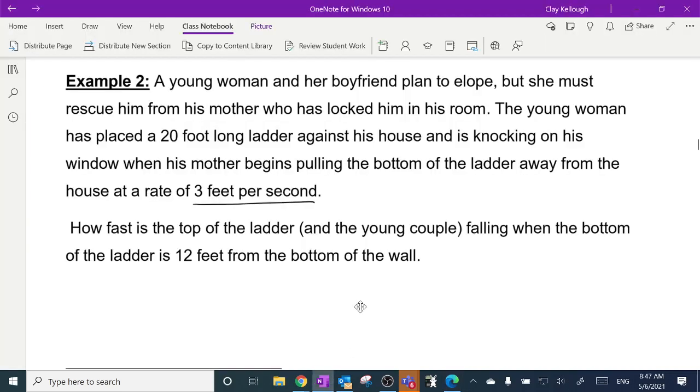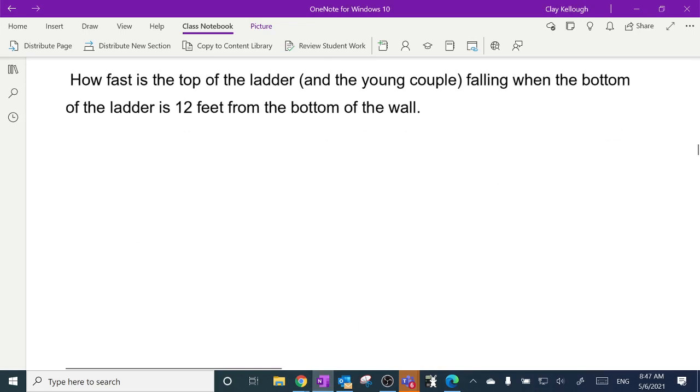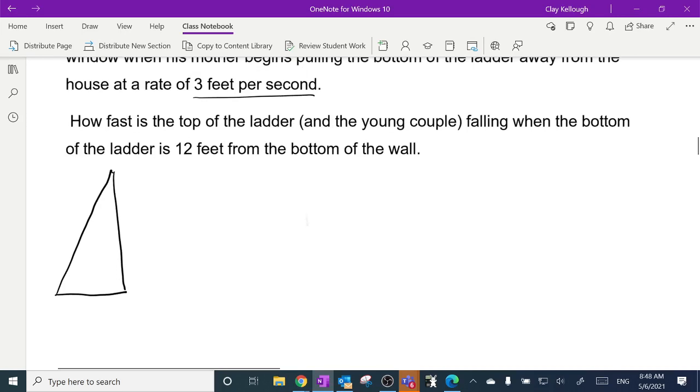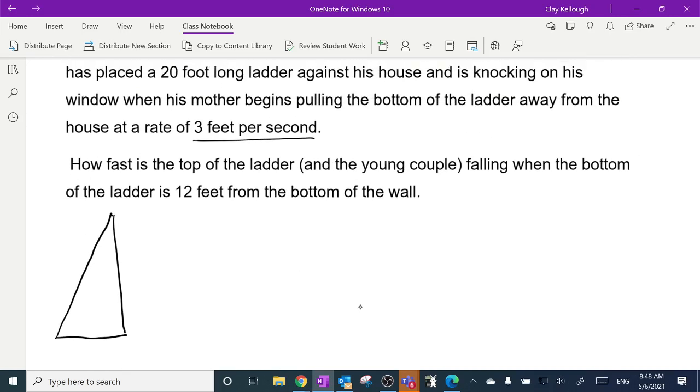All right, I'm going to draw the picture. Here's the wall. Here's the ground. Here's the ladder. So what do I know? I know the ladder is 20 feet long, right? Let me try to get all of the information here. Well, we're going to assume that the wall is at a right angle with the ground.